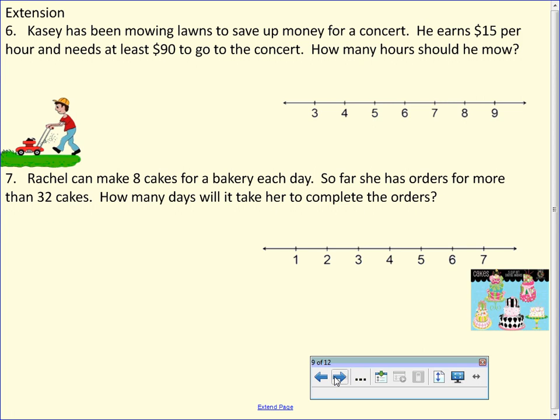So how many hours should he mow? Well, do we know what the hours are? We don't know what the hours are, but I know that if he gets $15 per hour, he needs at least $90. Okay, $90 is the least that he needs, or equal to 90. But I need to know how many hours. How can I find out what the h is equal to?